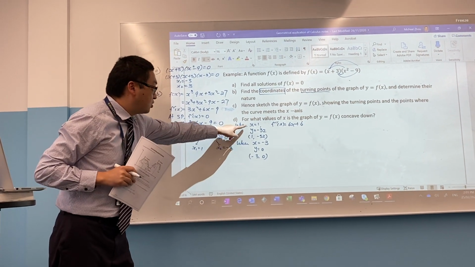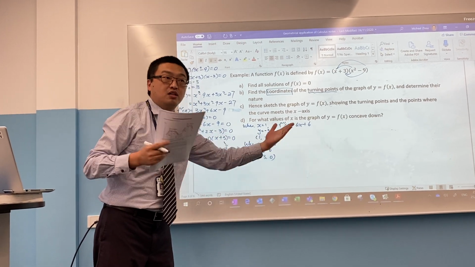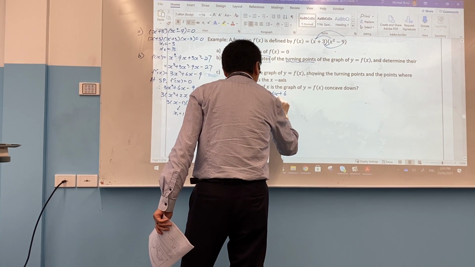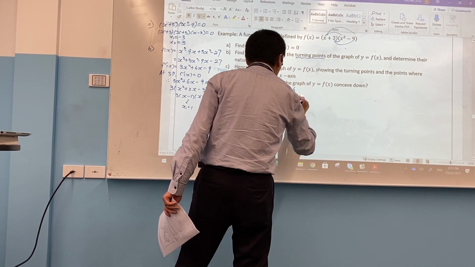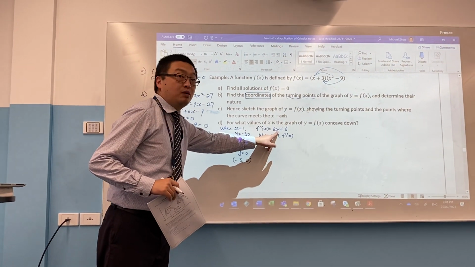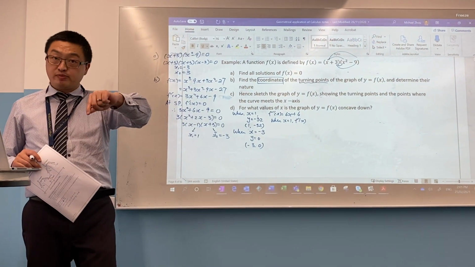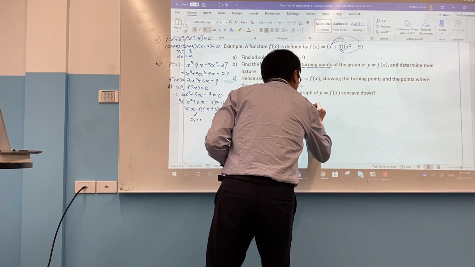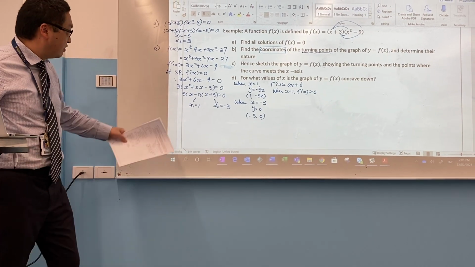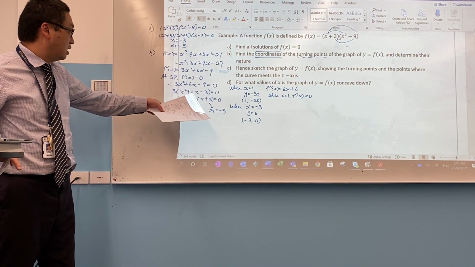Then, when x equals 1, check the sign. When x equals minus 3, check the sign. Conclusion done. All right? So when x equals 1, f double dash x is what? 12. Good, 6 times 1 plus 6. Again, I'm not interested in the actual value, just whether it is greater or smaller than 0. Does it make a difference if you use the simplified version? Which one is the simplified version? x squared plus 2x minus 3, from here?